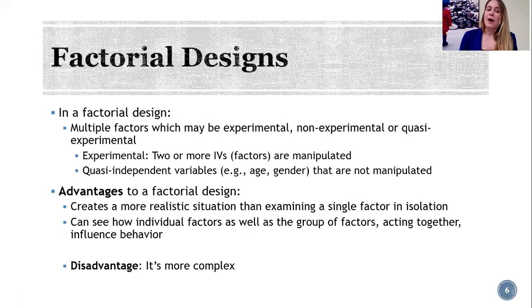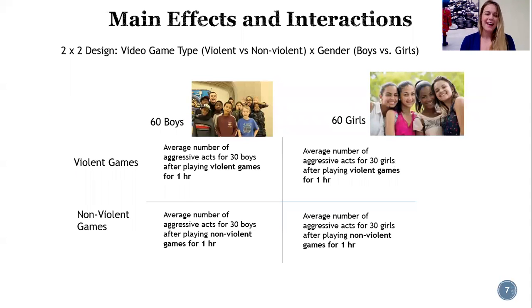So in a factorial design, we've got multiple factors. They can be experimental, non-experimental, or quasi-experimental. The main advantage of a factorial design is it can create a much more realistic situation than we have when we only look at each factor in isolation. And the other major benefit is that we can see how those factors impact our dependent variable in the same study, but also how they work together to impact our dependent variable. And I'll show you what we mean about that in a second. The disadvantage, of course, is that it's more complex, but we can handle that.